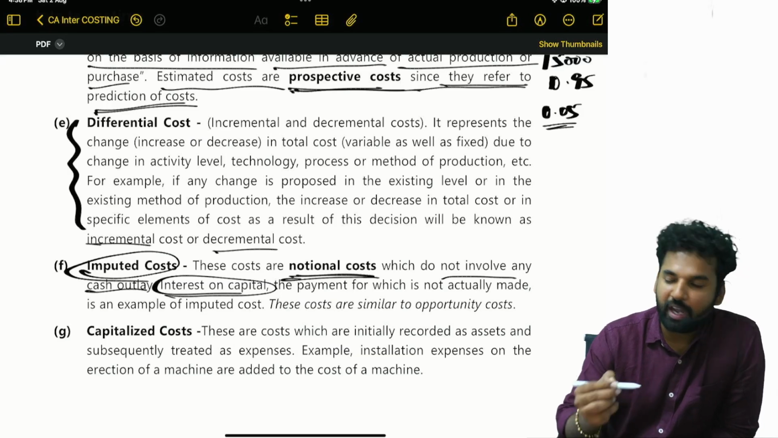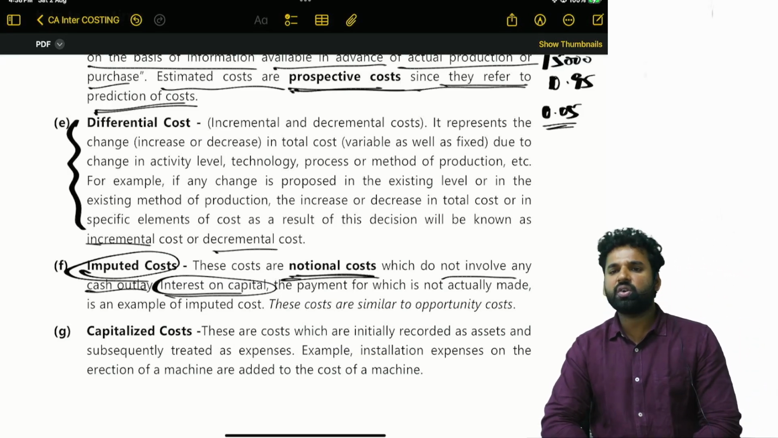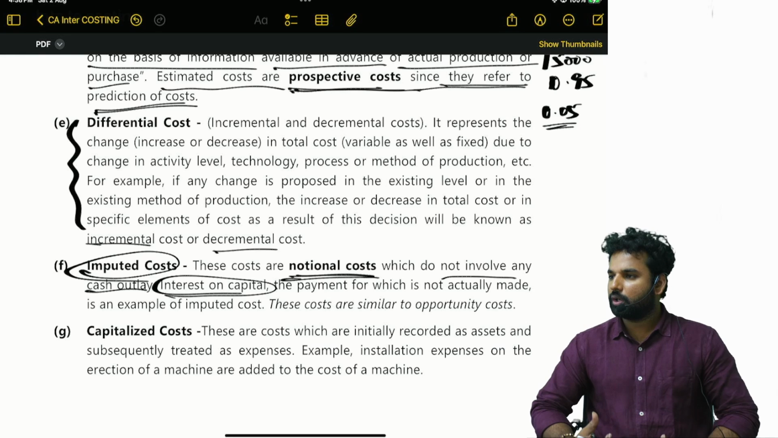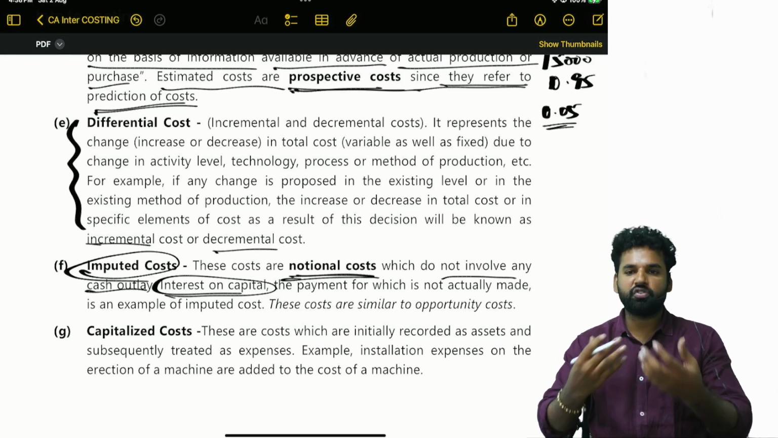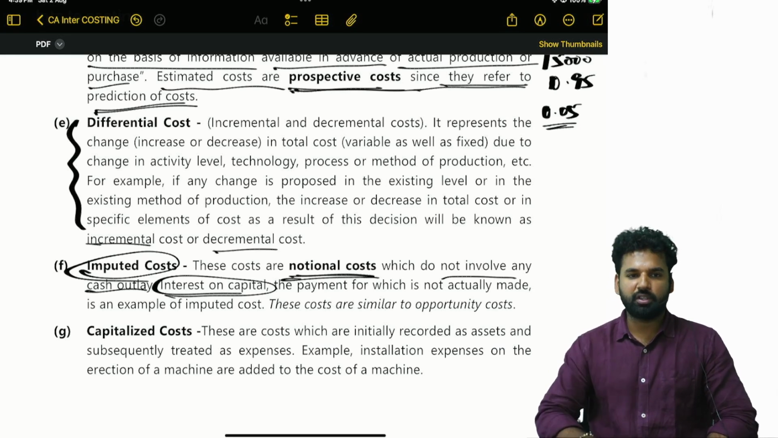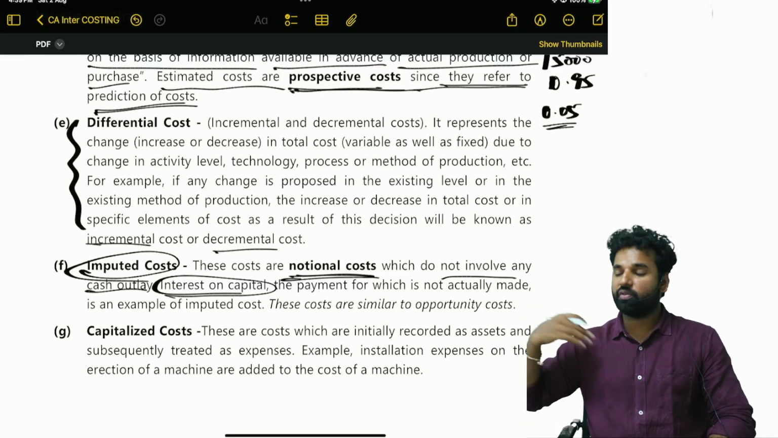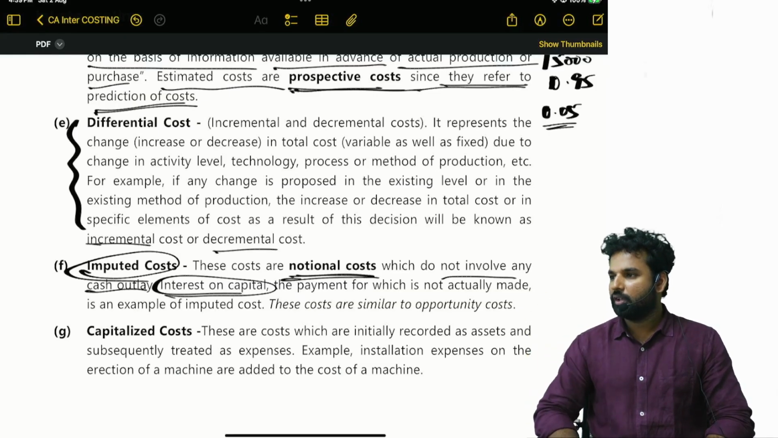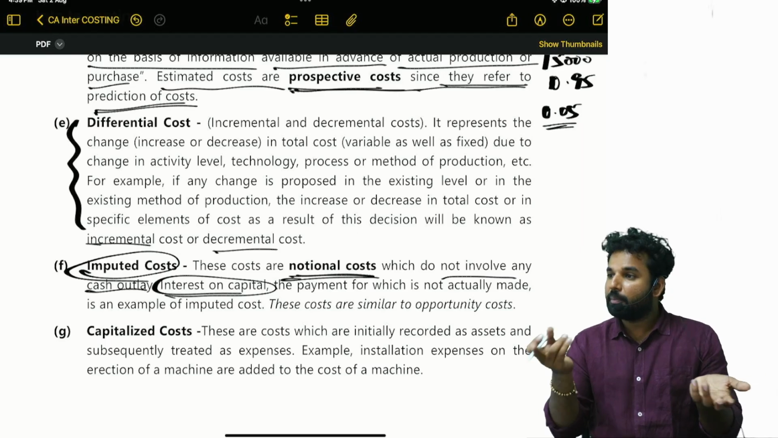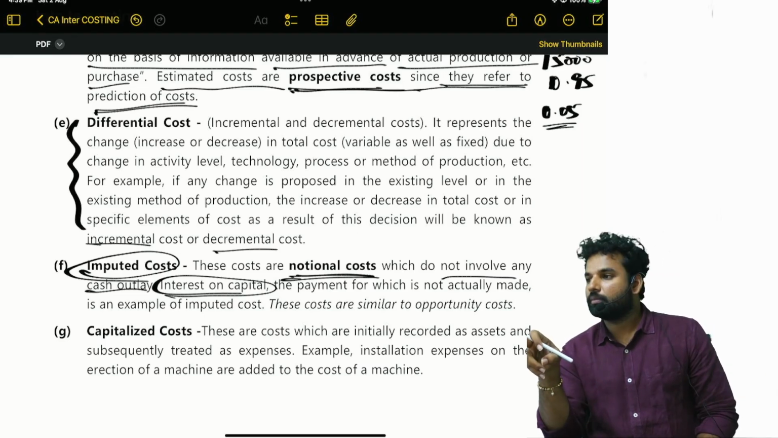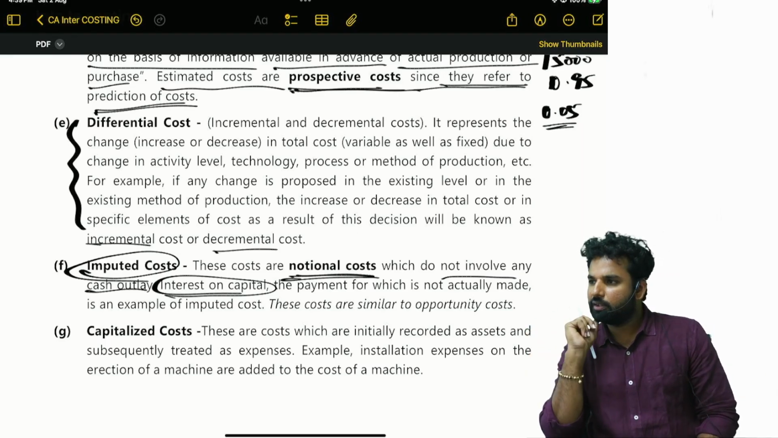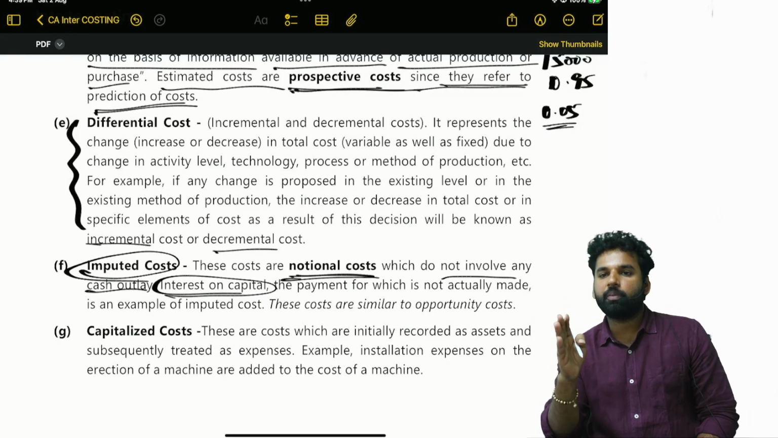So interest on capital is there. Capital means the investment which we have made. On that there will not be any interest paid because we are not investing elsewhere. We are investing in our business only. But it shall be considered. Why shall it be considered? In order to compare our performance.